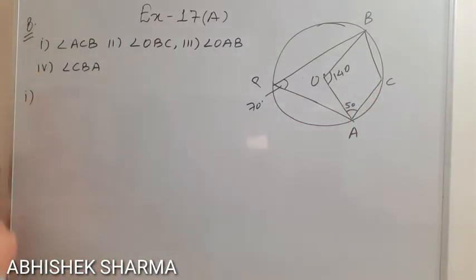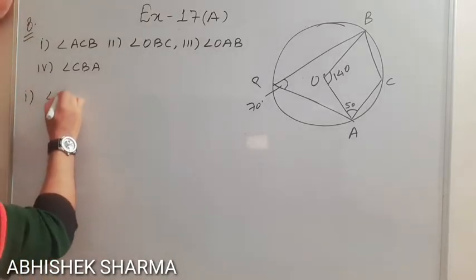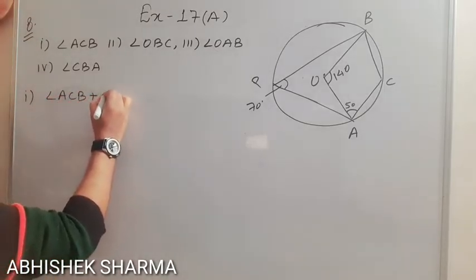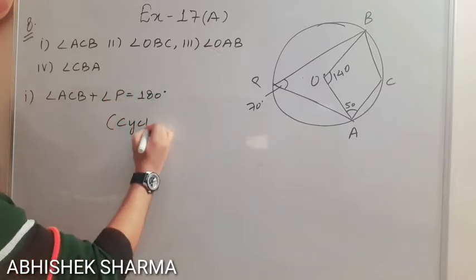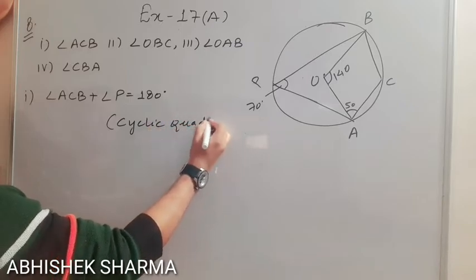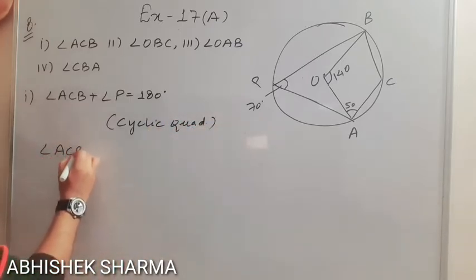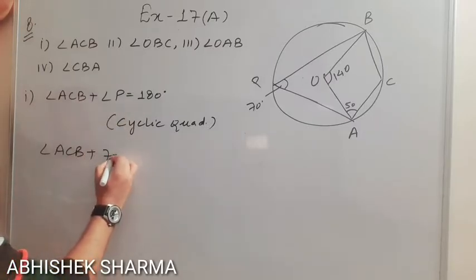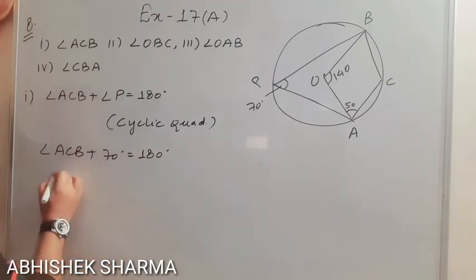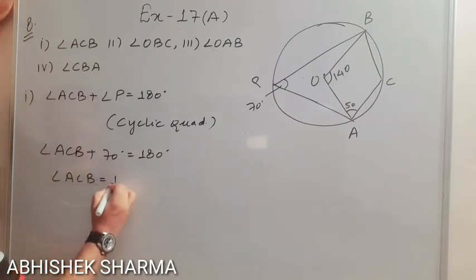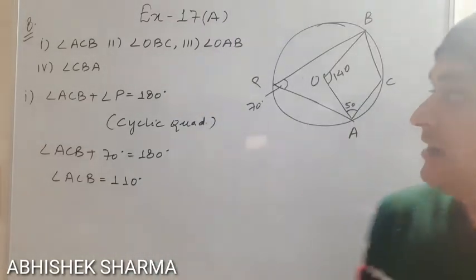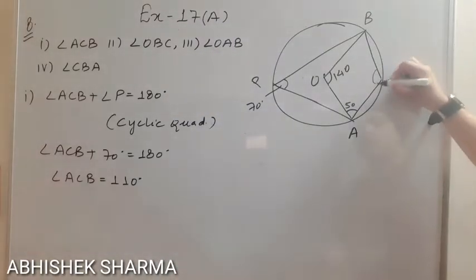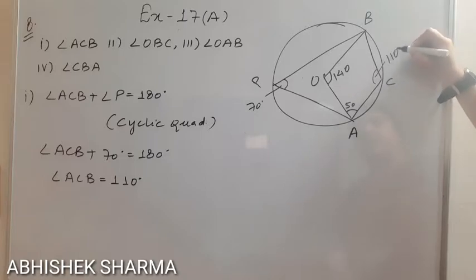This is the first part, we have to calculate ACB. So angle ACB plus angle P is equal to 180 degrees. What is the reason? I am going to explain. Cyclic quadrilateral. So angle ACB that we have to calculate, and angle P that is given as 70 degrees, is equal to 180 degrees. So angle ACB is 110. Am I clear? Okay, so before we move on to angle OBC, let me write the value of ACB that we have calculated: ACB is 110 degrees.